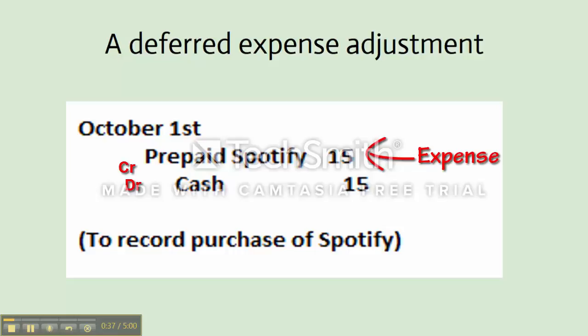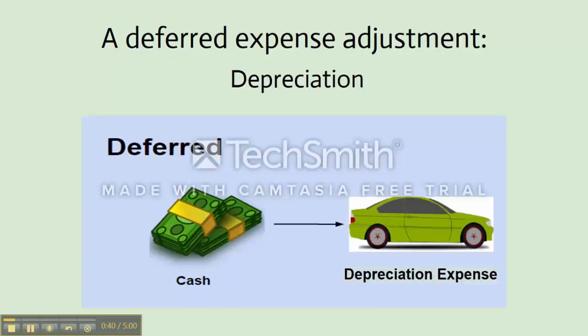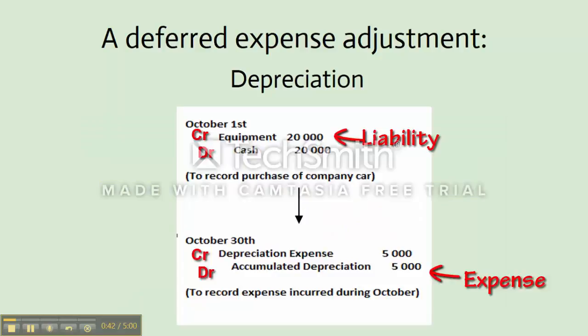However, once the business has used up its month of rent, its 1,000 gigabytes of internet, its year of Spotify use, it no longer is in possession of the asset. So that asset account is deducted from, and the value deducted becomes an expense. Another type of deferred expense is value depreciation, which follows the same concept.